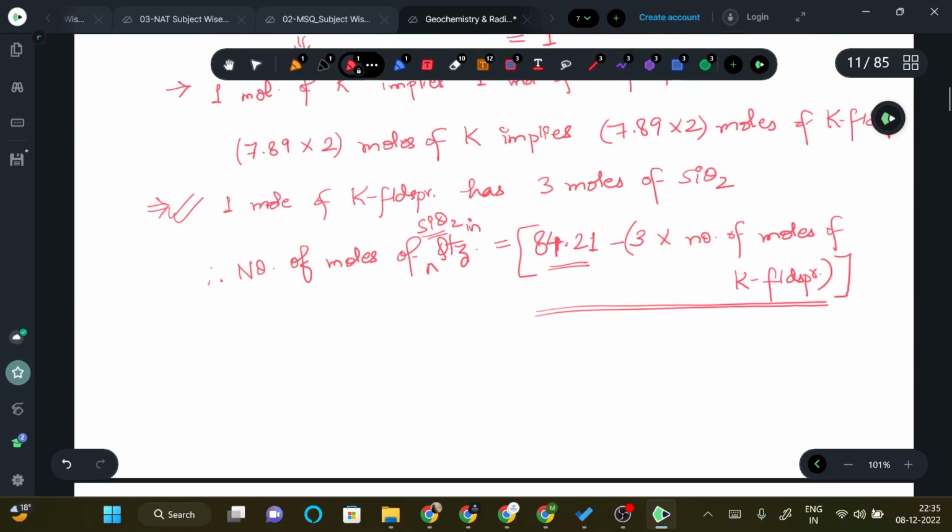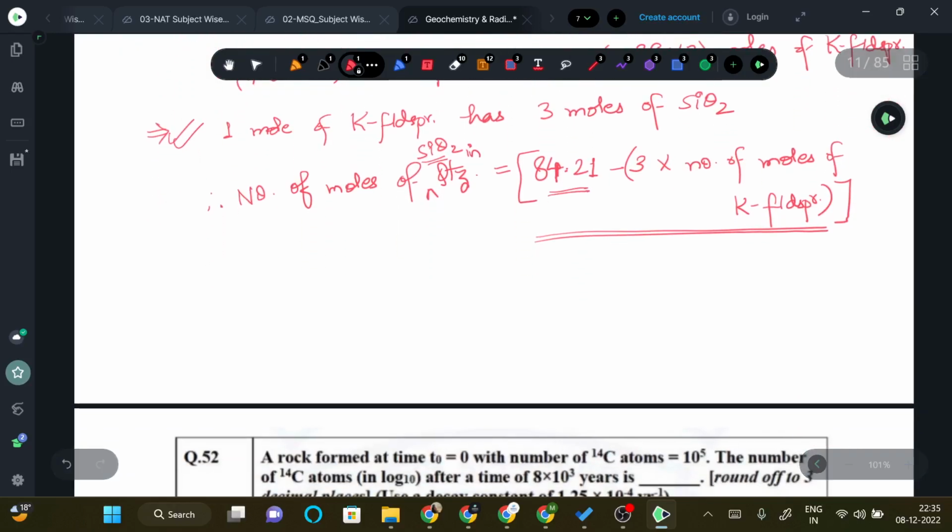So basically, this portion is the part of SiO2 that is getting consumed to form K feldspar. So what part is getting consumed? 3 times the number of moles of K feldspar is getting consumed to form K feldspar. This is for SiO2, and this is the initial one that we had. So now the number of moles of SiO2 that will be left in quartz will be this 84.21 minus 3 into the number of moles of K feldspar.